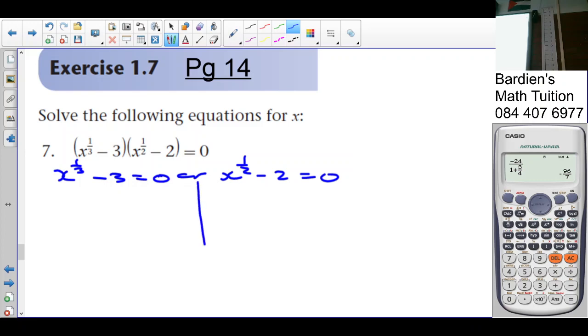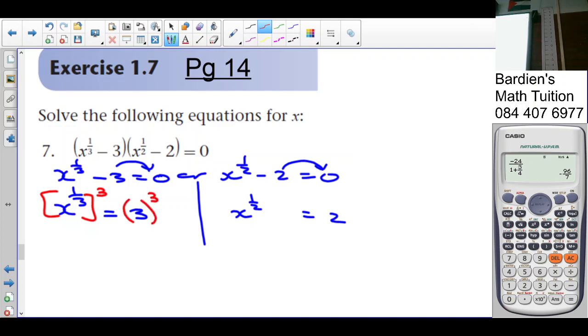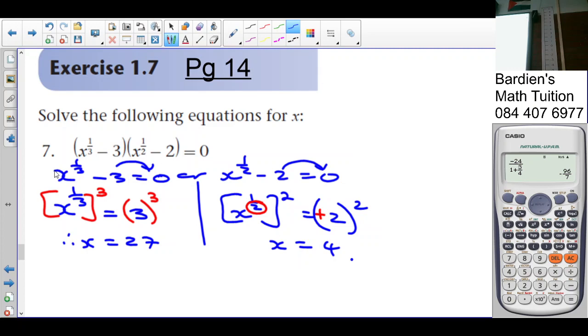Okay, so now we take the 3 over. So x to the third is equal to 3. Take the 2 over. So x to the half is equal to 2. To get rid of the third, I raise it to its reciprocal, which is 3 over 1, which is 3. So therefore x is equal to 27. As you see, the denominator is even, so this number must be positive, which is the case. If it was not positive, I would have said not equal at that point. So I raise it to the exponent 2, so x is then equal to 4. So x is equal to 27, x equal to 4.